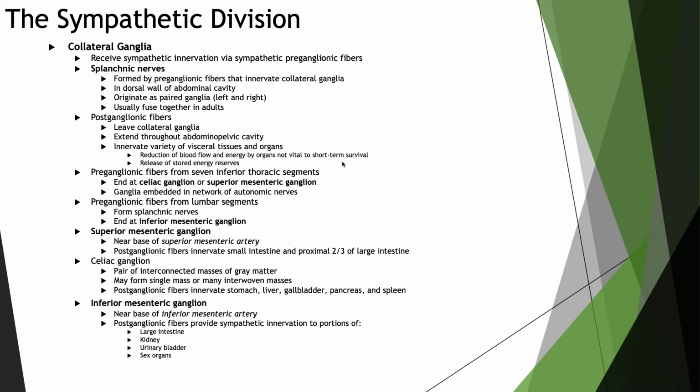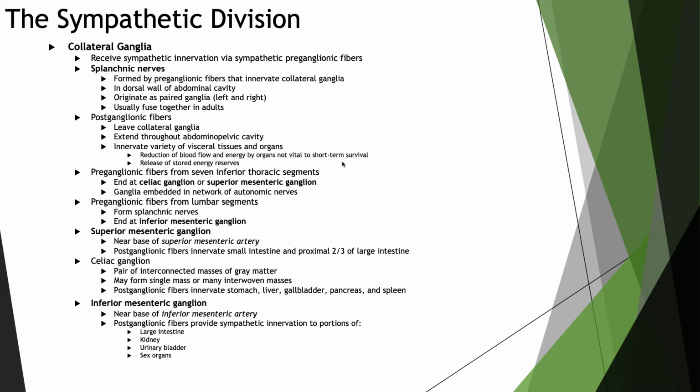All 3 ganglia are named after nearby arteries. The celiac ganglion is named after the celiac trunk, which is a major artery, and its branches supplying the stomach, spleen, and liver. The celiac ganglia commonly consist of a pair of interconnected masses of gray matter located at the base of the artery. The celiac ganglia may also form a single mass or many small interwoven masses. Postganglionic fibers from these ganglia innervate the stomach, the liver, the gallbladder, the pancreas, and the spleen.